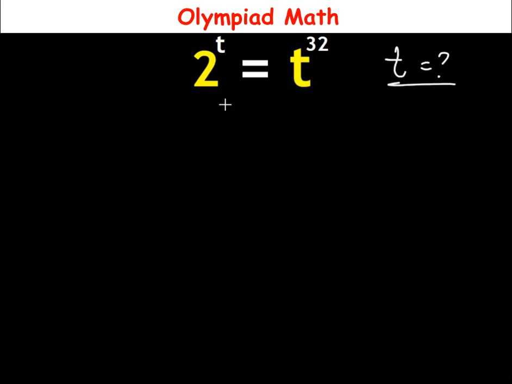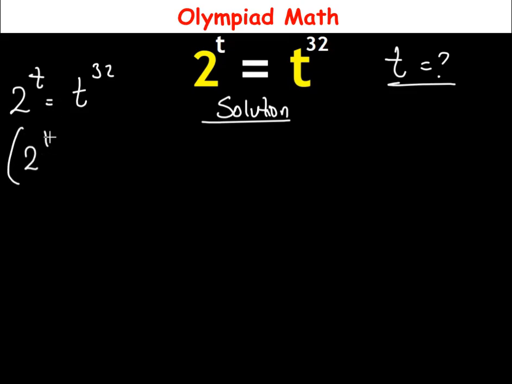Now to solve for t, we are given 2 raised to power t is equal to t raised to power 32. Firstly, we are going to multiply both sides of the equation by power 1 over t. So we're going to have in brackets 2 raised to power t, then multiplied by power 1 over t is equal to t to the power of 32, then multiplied by power 1 over t.